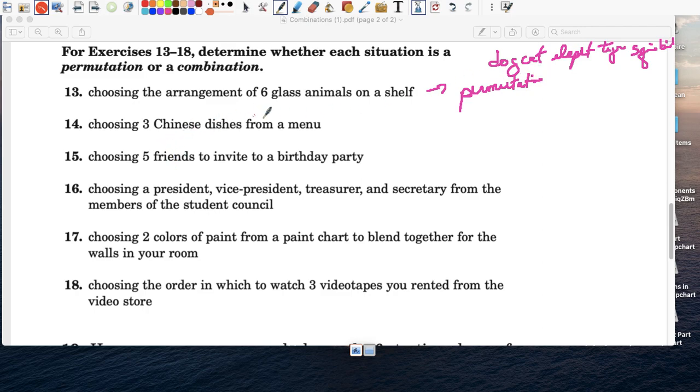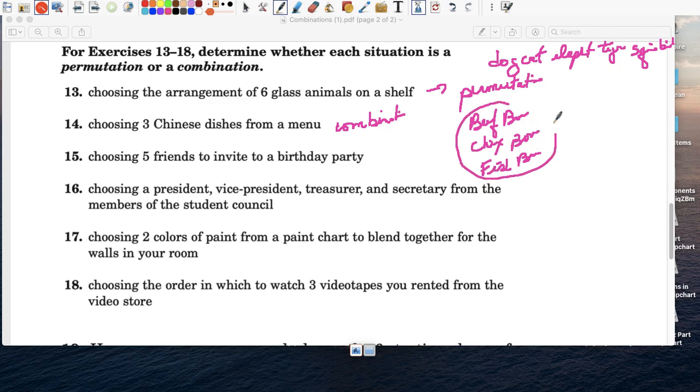Choosing 3 Chinese dishes from a menu. Well, this one is going to be a combination. Well, let's say you order, I don't know, beef and broccoli, chicken and broccoli, and another one, fish and broccoli. Right, so if you ask for this particular order, does it matter which one you call out first? At the end, when it's all ready, all 3 orders are the ones you're going to take.